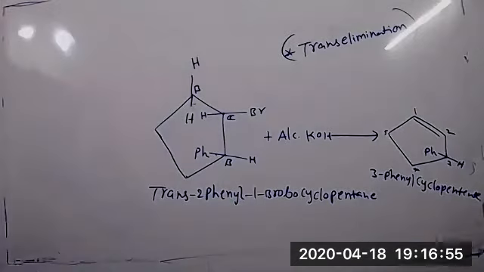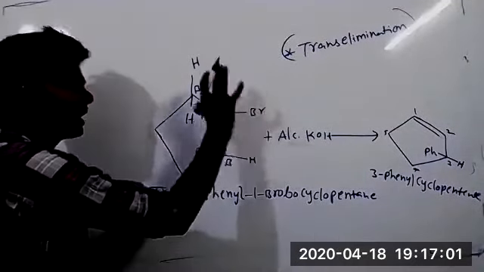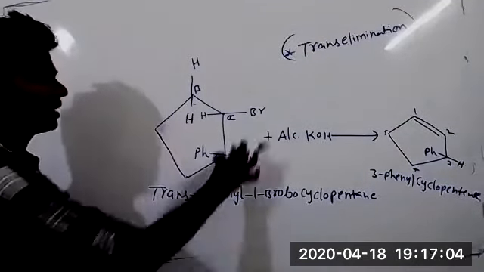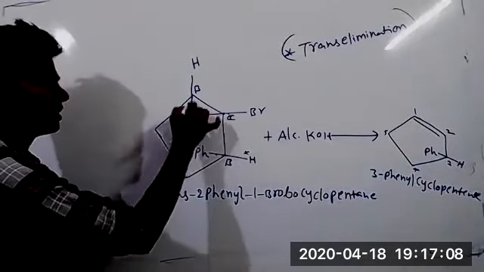Doubt clear? Yes, sir. Okay, mind it. Trans elimination always takes place. During an elimination reaction, only trans elimination occurs. Don't think this bromine and this hydrogen are lost, that is wrong. Only this bromine and the trans position hydrogen are lost.